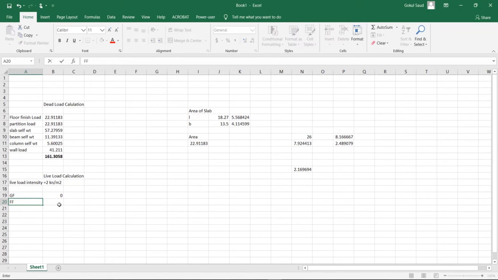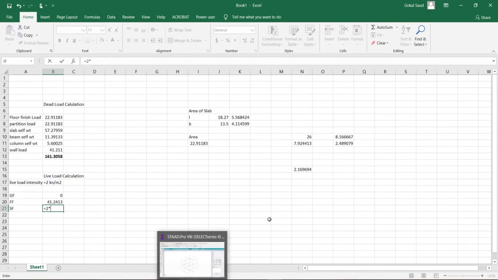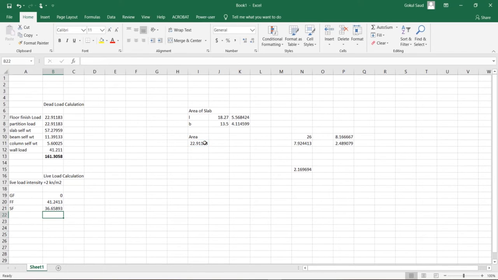The first floor, the live load intensity is equal to 2 kilonewton per meter square times the area of the slab, area is this much, times the reduction, so the factor is 0.9. And on the second floor the load is equal to 2 into this area into 0.8, the reduction is 10%.